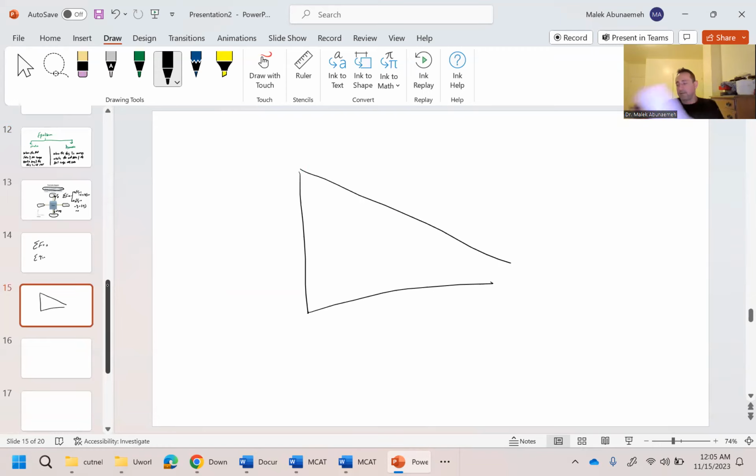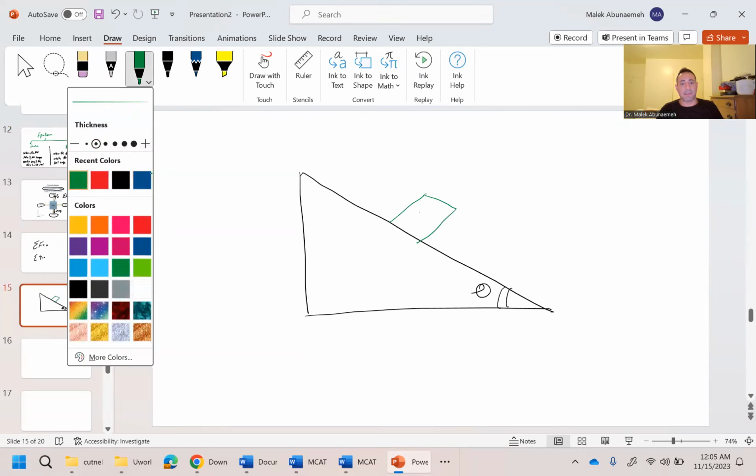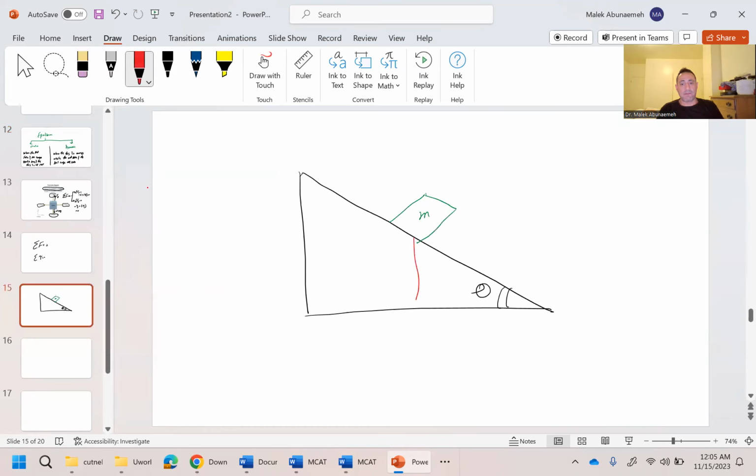This is the incline over here. It is tilted at an angle theta. Let's say you have an object right over here. This object has a mass m, and what's pulling it down is a special kind of force called the weight, which is your mass times your gravity.